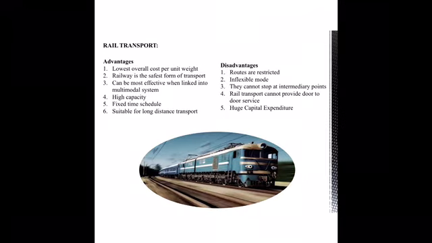So next we have the rail transportation. What were the disadvantages we had in the road transportation? A few of them have been overcome here with the help of rail transportation. We can see here it has the lowest overall cost per unit weight. To haul goods in terms of weight, you require minimum energy compared to the road network. It is also very safe, so accident rates are very low, and it can be effectively used to link into the multimodal system.